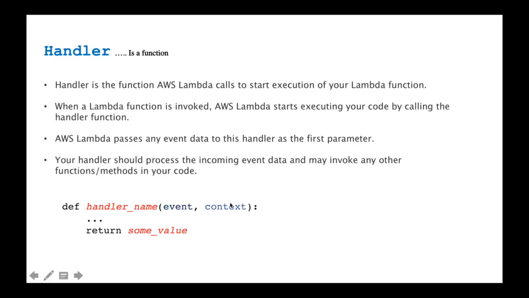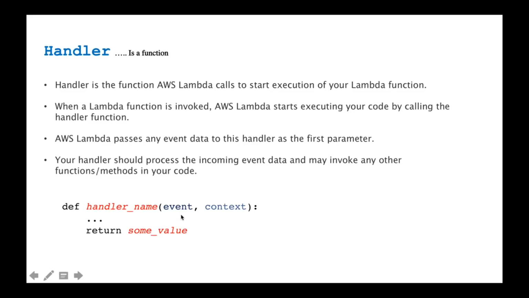So we talked about this, right? There are two parameters we are going to pass into the Lambda, event and context. So let's say the scenario where the source is an S3 bucket, the event is nothing but the object we are putting. Anytime we throw any object into the S3 bucket, that's going to be considered as an event. So that event needs to trigger my Lambda function to delete the object or copy the object to another S3 bucket. In that scenario, AWS Lambda passes any event data to this handler as the first parameter.